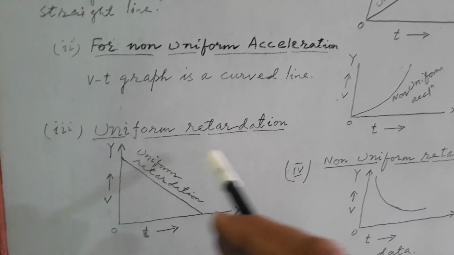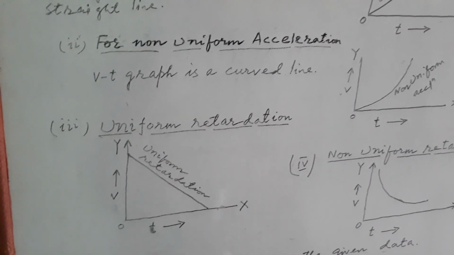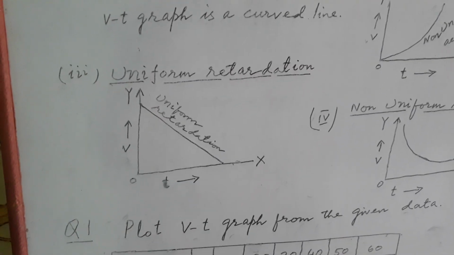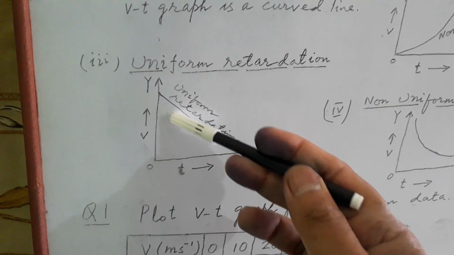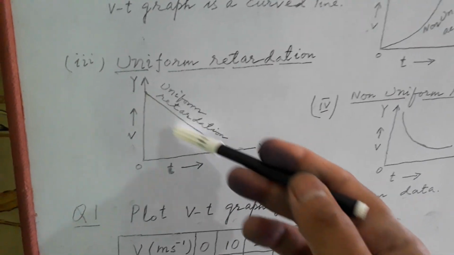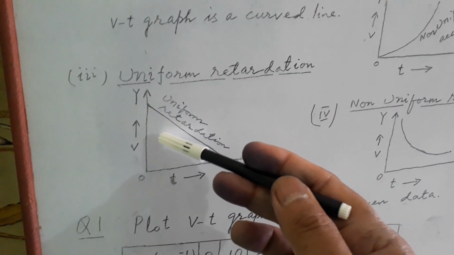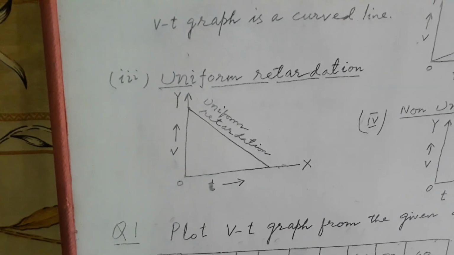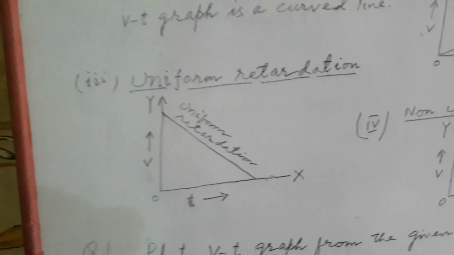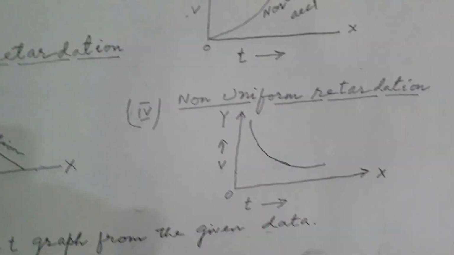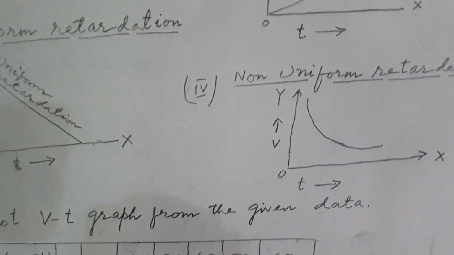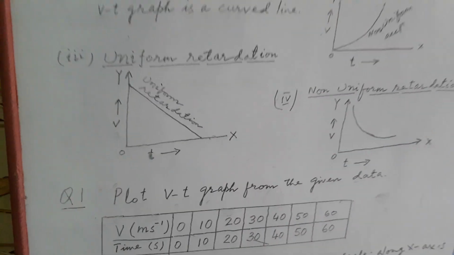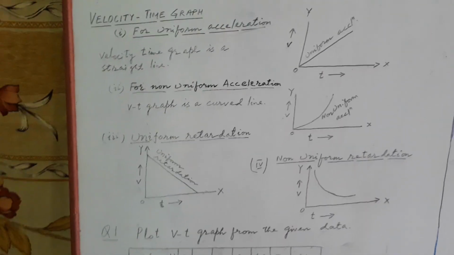For uniform retardation, the velocity of the body decreases at uniform rate. So velocity is decreasing, time is increasing, but the velocity is decreasing. So it is a straight line. And for non-uniform retardation, it will be a curved line. You just look at here, it is a curved line. So all the graphs I have drawn.